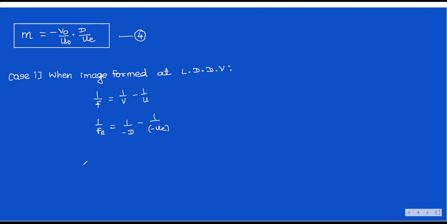Minus ue. So if we multiply by d, first I transfer this here, so 1 by fe plus 1 by d, and minus and minus is going to be plus, so 1 by ue. Let's multiply by d, so d by fe plus d by d is equal to d by ue. Therefore d by fe plus 1 is equal to d by ue. What we got: d by fe plus 1 is equal to d by ue.